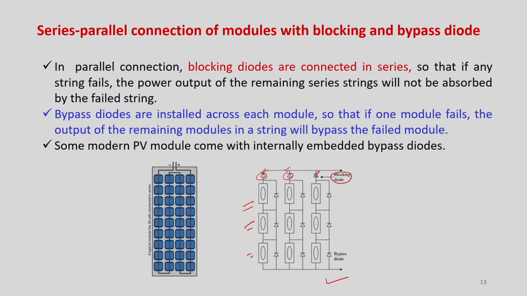Now, bypass diodes are installed across each module, so that if any of the modules fails, the output of the remaining modules in a string will bypass the failed module. Nowadays, in the advanced modules, these kinds of diodes are embedded in the system itself.